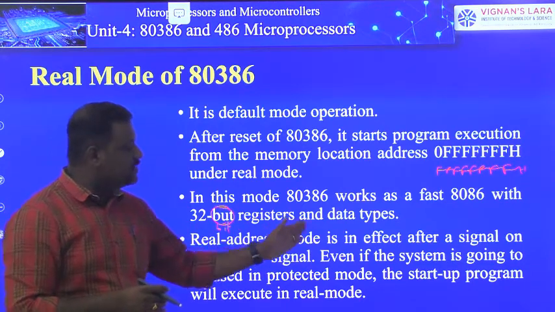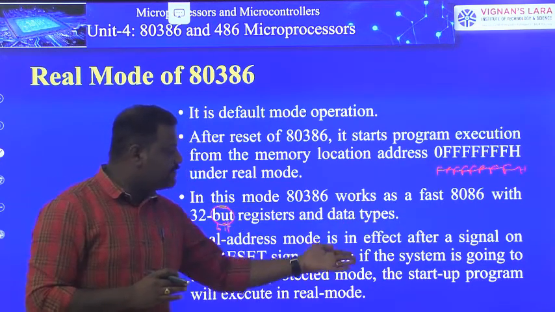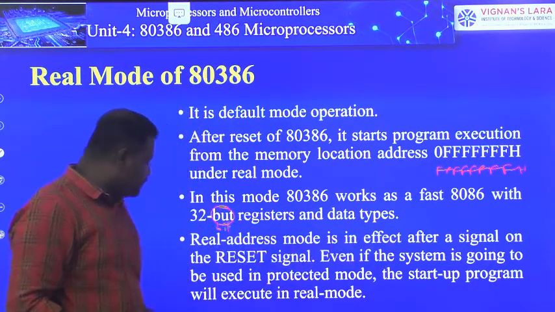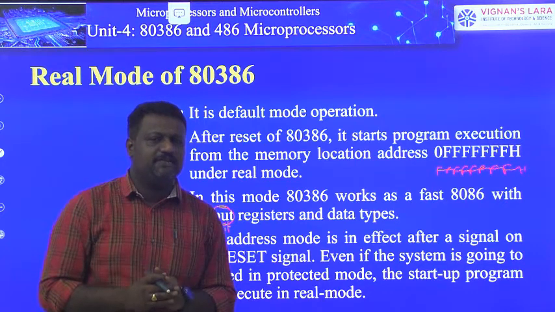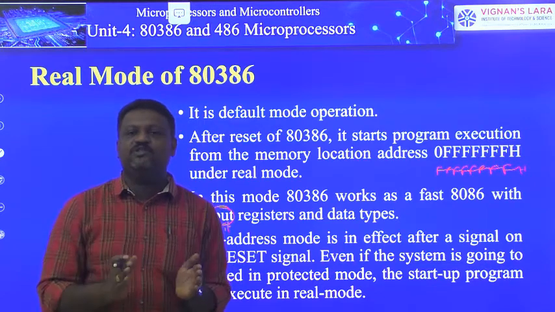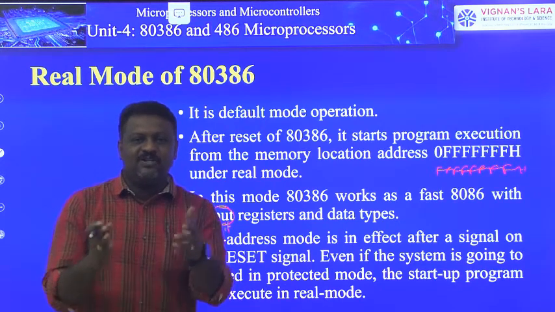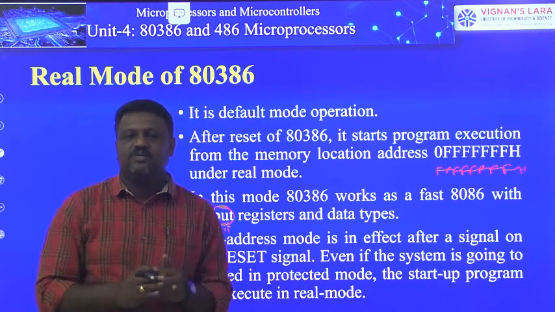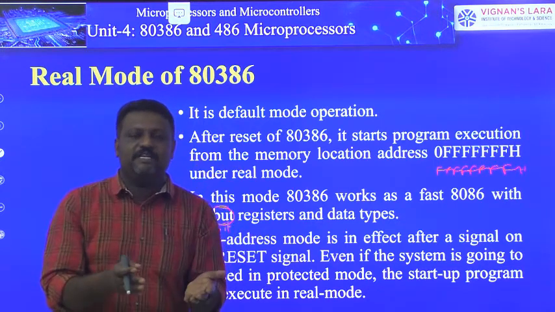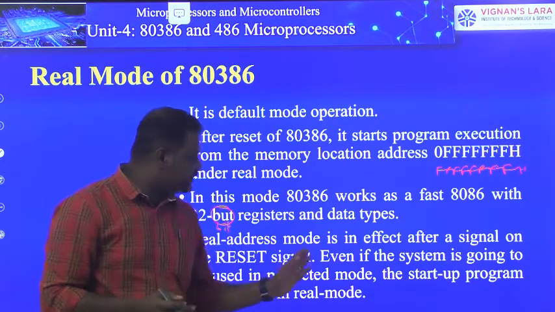The real address mode is in effect after a signal on the reset signal. Even if the system is going to be used in protected mode, the startup program will execute in real mode itself. What is the meaning of this statement, friends? The meaning is whenever our 80386 identifies logic 1 on the reset signal, then automatically your processor resets. So in that case, it enters into real mode itself, because in real mode only, it will go and execute the initialization program of 80386. This is the first half of this.